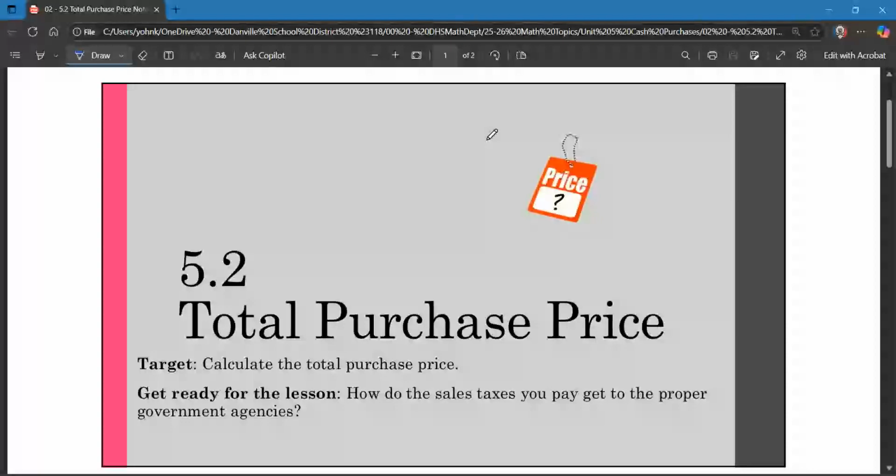Hey kids, welcome to section 5.2, total purchase price. Today you're going to learn how to calculate the total purchase price.